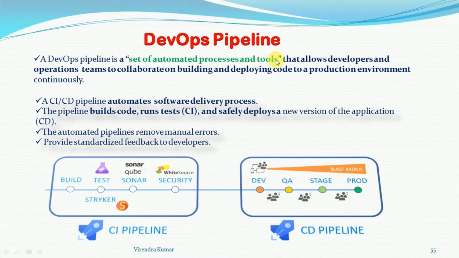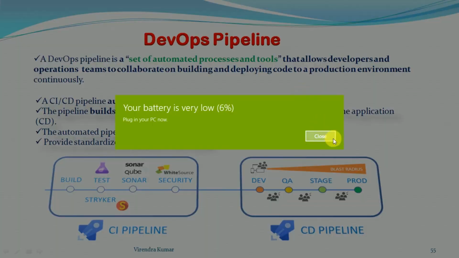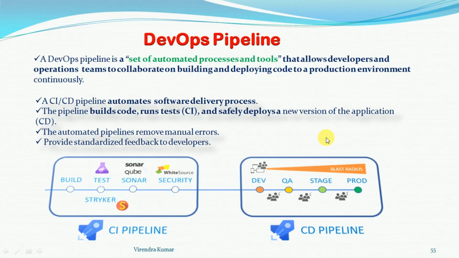A DevOps pipeline is a set of automated processes and tools. We have a lot of processes in the pipeline, and we club all these processes together and make a pipeline, and each and every step is executed automatically one by one. And why are we creating these processes? So that the developer and the operations team can work together, so that they can build and deploy the code to the production environment in the software industry.